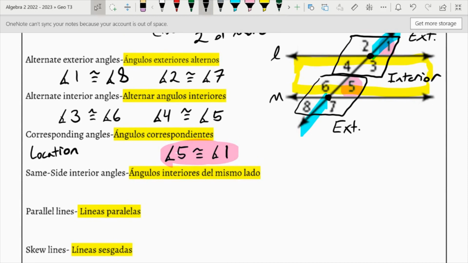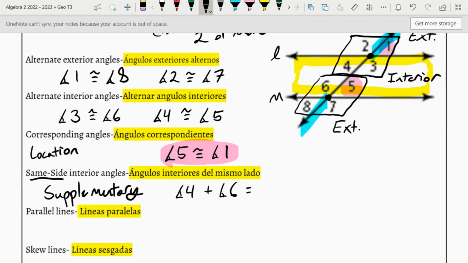Same side interior angles, well, these are on the same side, and these are supplementary, which is easy to remember because it's same side, that's 2 S's, and then supplementary, that's another S. So same side is supplementary. So we have interior, such as angle 4. If we take angle 4 plus angle 6, which are on the same side, we will get 180. And if we take angle 3 plus angle 5, we'll also get 180 because those are on the same side of the interior.